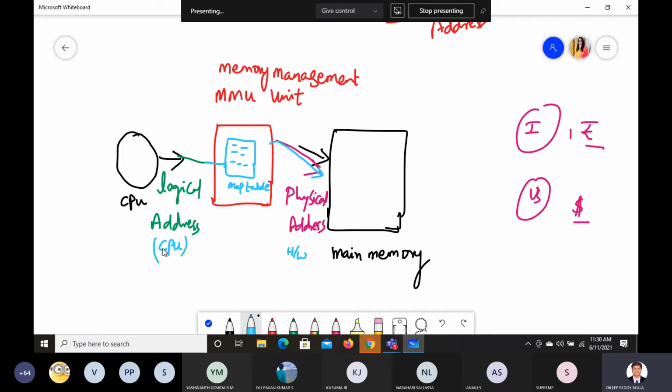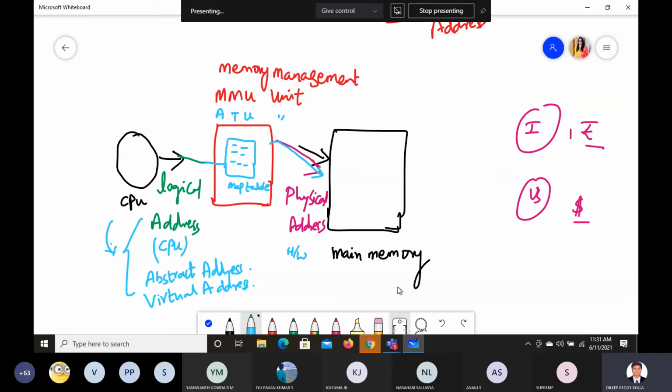Okay, so this logical address is also called the abstract address, or let us say it is also called the virtual address. All these three are given by the CPU, let us say all three are the same. The CPU is going to give that, and the memory mapping unit, which can also be called the address translation unit, is going to convert the logical address back to the physical address.